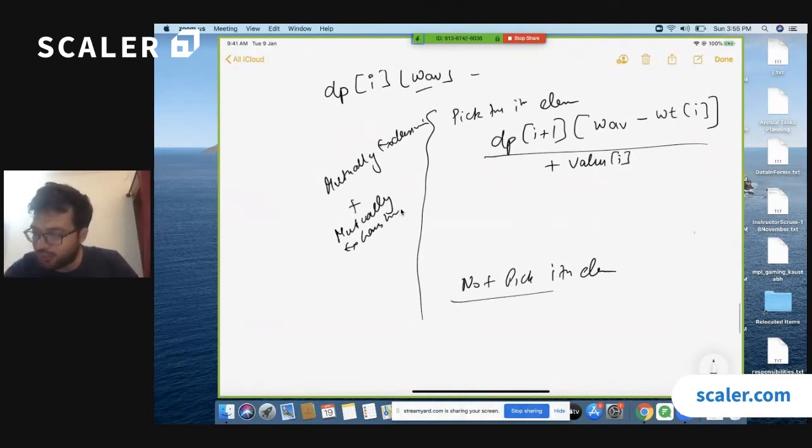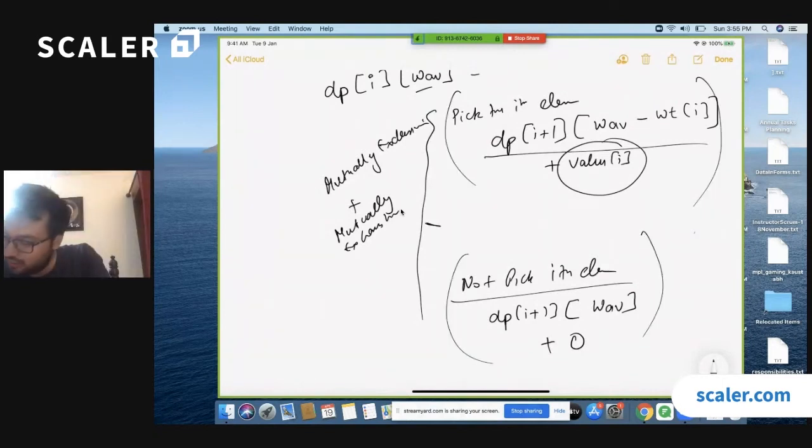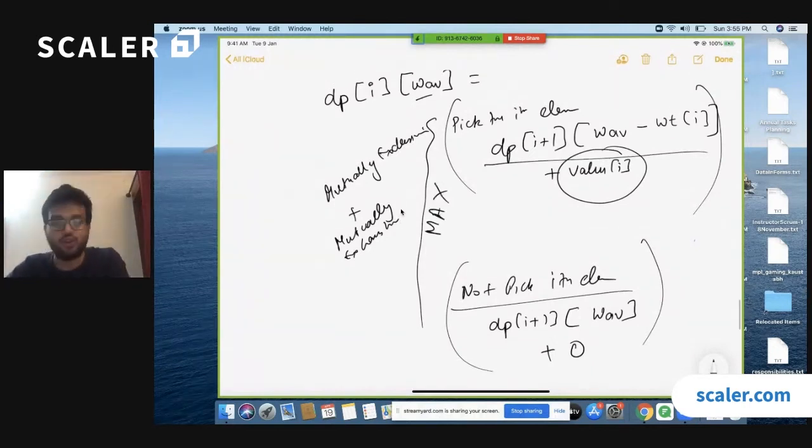The other option was not picking the ith element. If you are not picking the ith element, it will again have dp of I plus 1, because just because you have taken a decision for I, let's now move it to I plus 1. The weight available would still remain w, the weight available, because you are not taking anything, plus the value that you're adding would be 0. Does that make sense to everybody? These are the two choices that we have. To get the answer, I will just have to take the maximum of these two. This is what will define the solution to me.